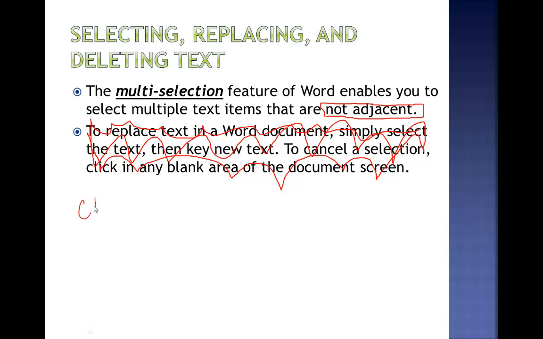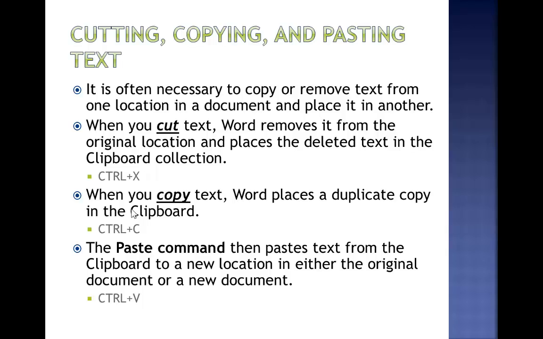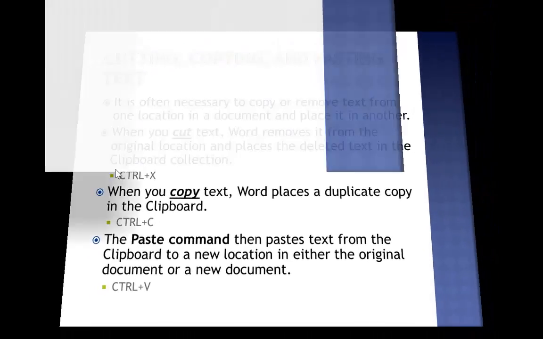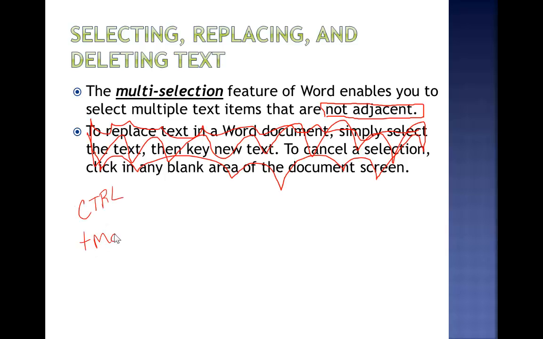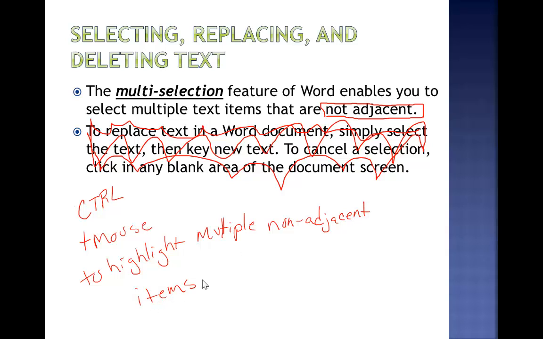So I'm going to write that: Ctrl plus the mouse to highlight multiple non-adjacent items. Okay?